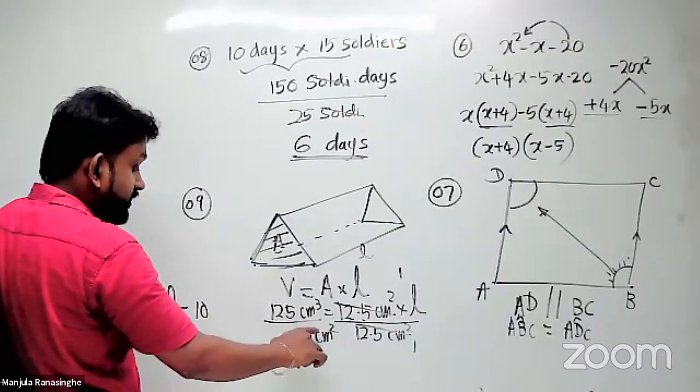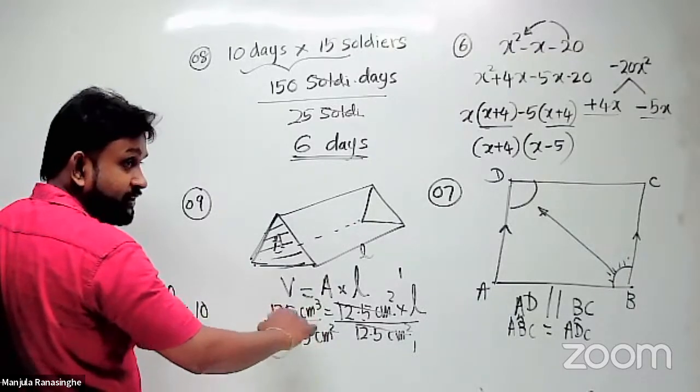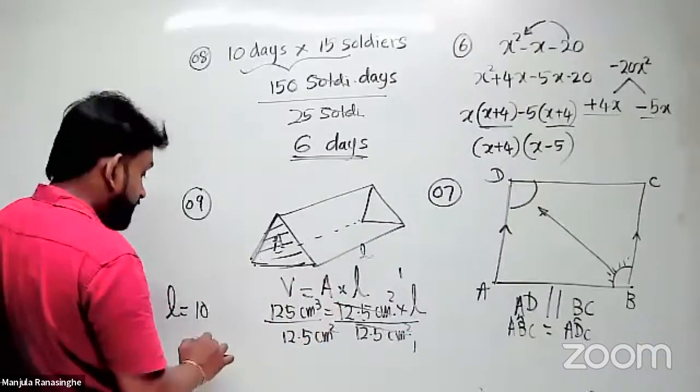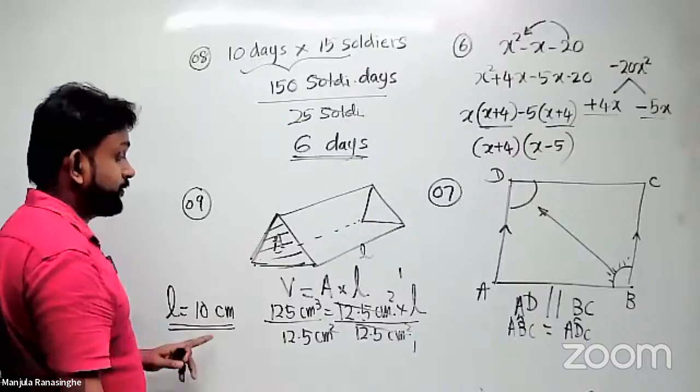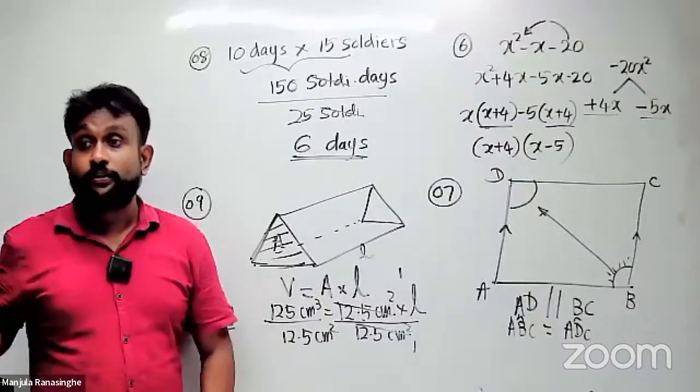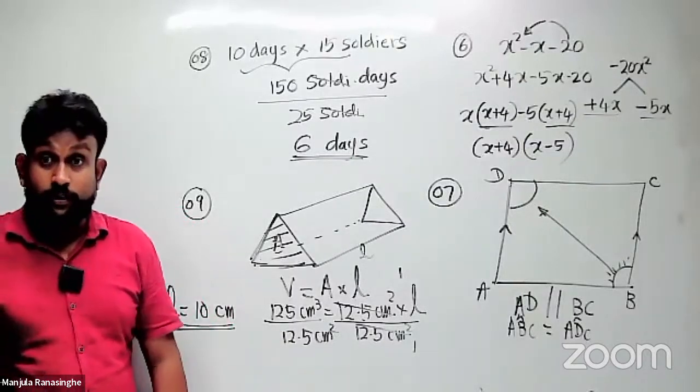Multiply by 10 top and bottom, then 1250 divided by 125 gives 10. That unit shall be length, centimeter, 10 centimeter. Find the equations here.